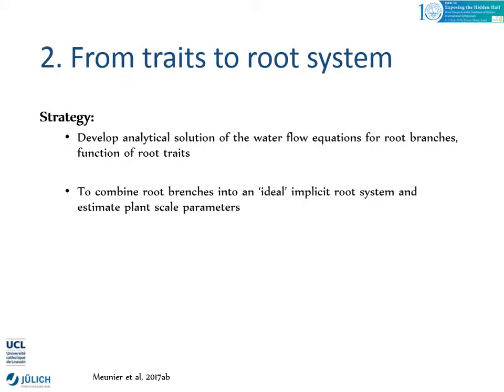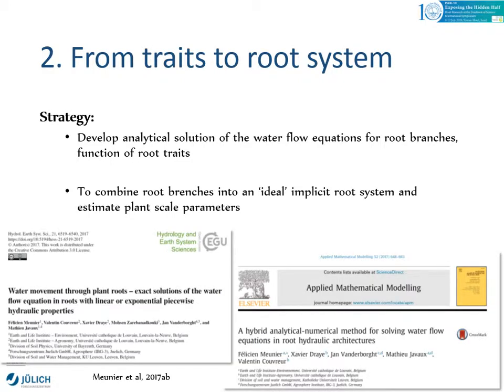So to do that, what did we do? A bit of mathematics. We developed analytical solutions of the water flow equations for root branches, and then we put all these root branches into conceptual implicit root systems and estimate plant scale parameters. So this was done by Félicien, actually he was sitting here, through two papers, a lot of equations.